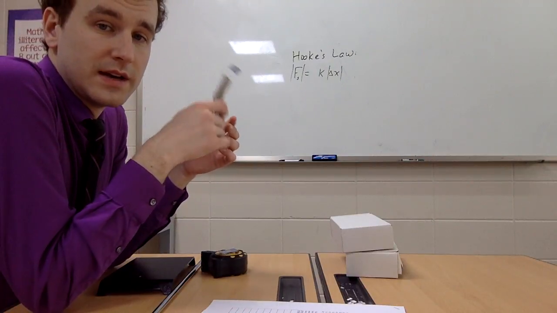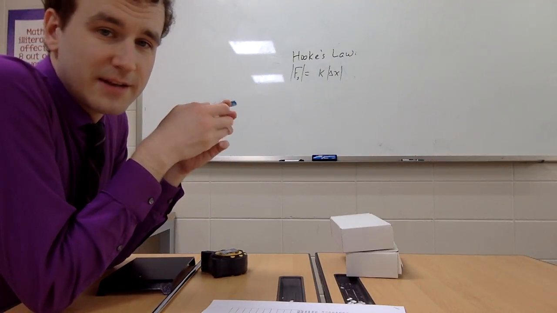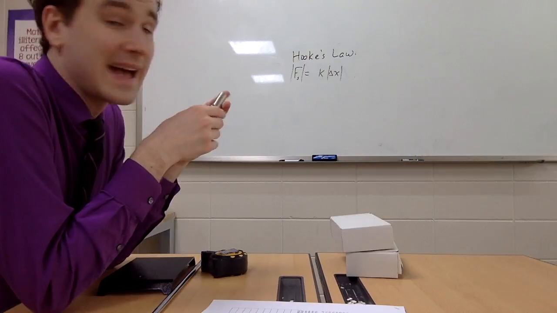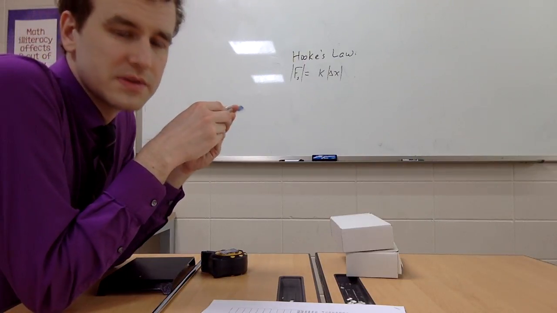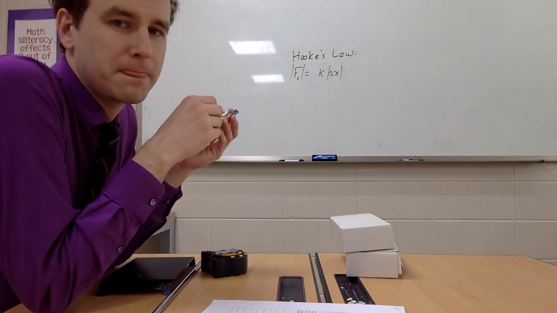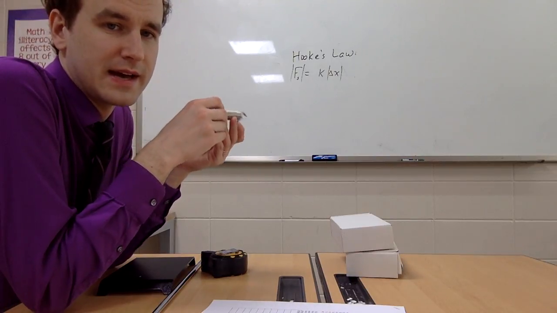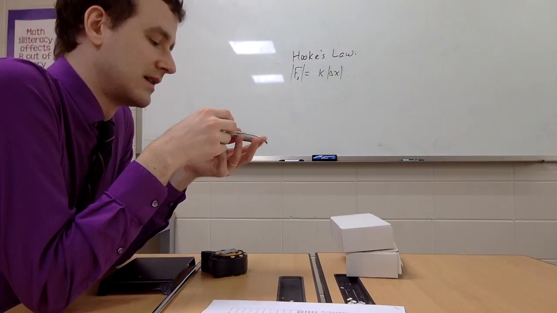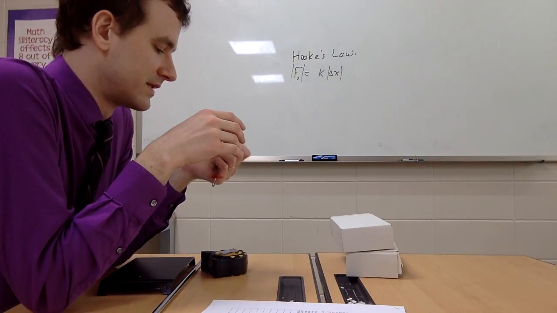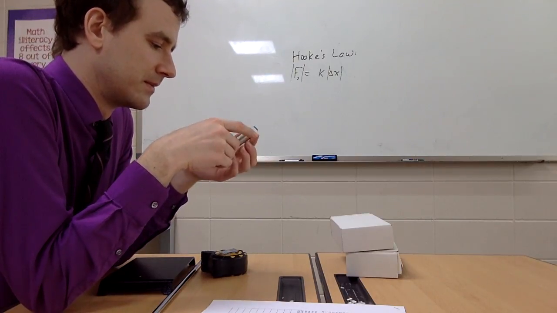So as you can see on the board there, Hooke's law says F, the subscript on the F is S for spring force. The magnitude of the spring force is equal to k, which is known as the spring constant, times delta x. Delta x is the displacement of the spring from its equilibrium position.